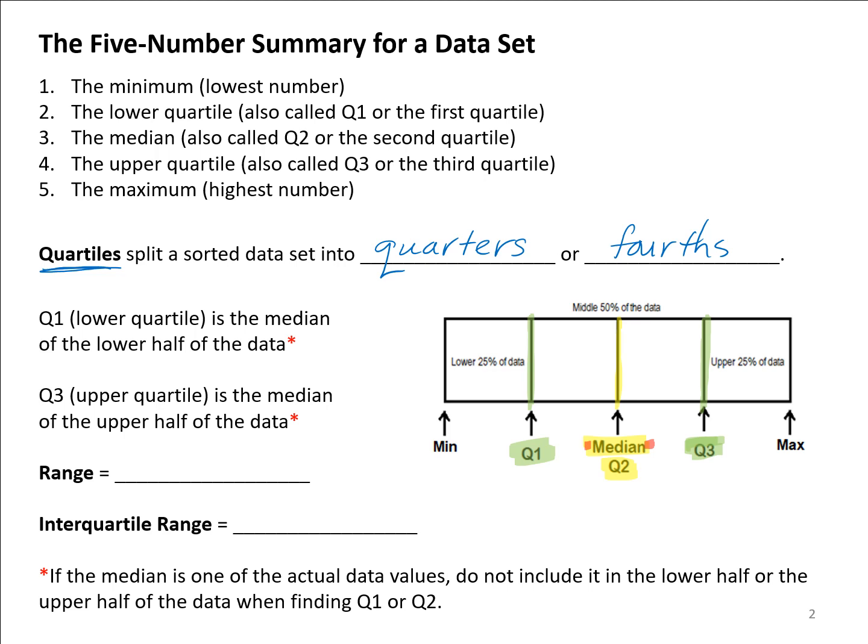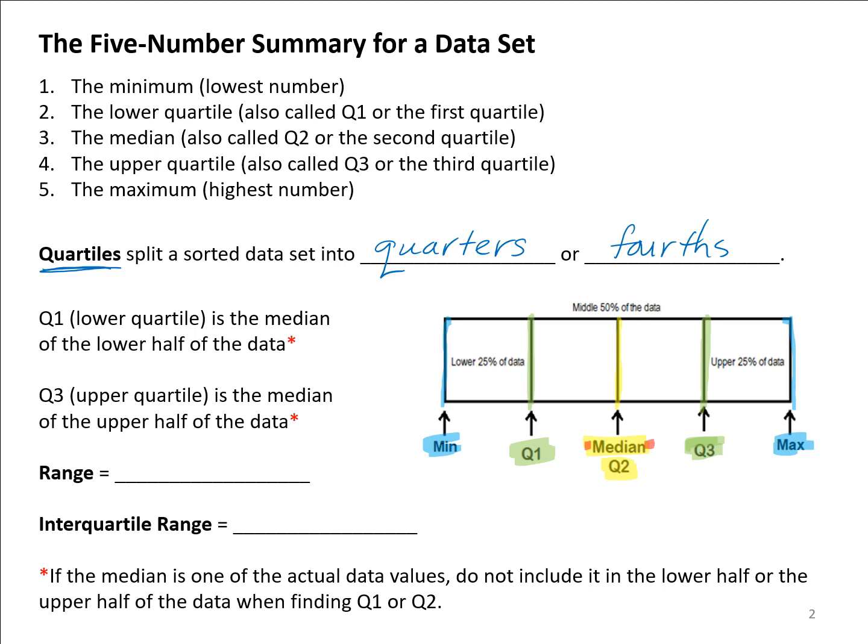Now, the other two numbers tell us the ends of the data set. So then you have the minimum and the maximum. So basically these 5 numbers are taking the data set and showing you what it looks like in terms of the quarters, the boundary of all 4 quarters.